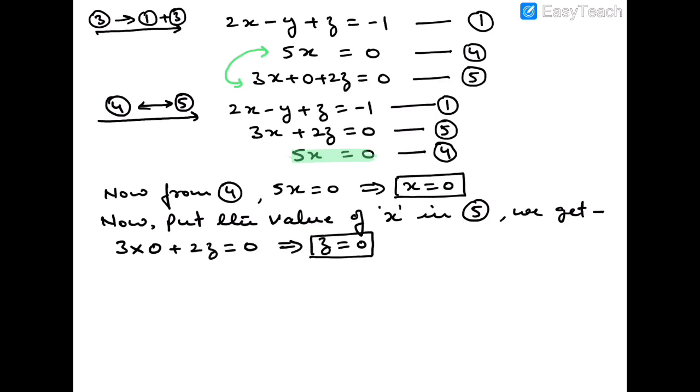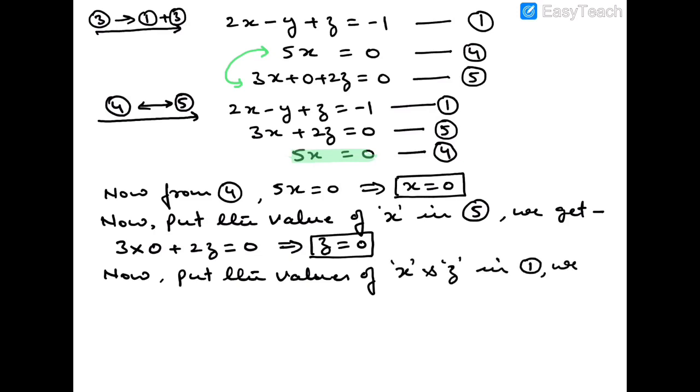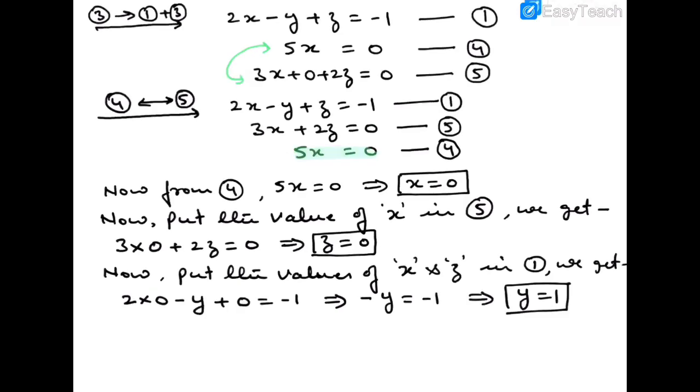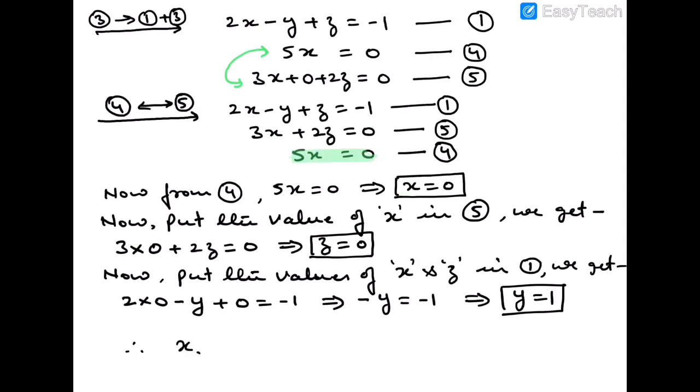Now put the values of x and z, that is x is equal to 0 and z is equal to 0, in equation number 1. We will get 2 times 0 minus y plus 0 is equal to minus 1, that is minus y is equal to minus 1, and that is y is equal to 1. So we back substitute until we get values of all the variables. Therefore x, y and z is equal to 0, 1 and 0.